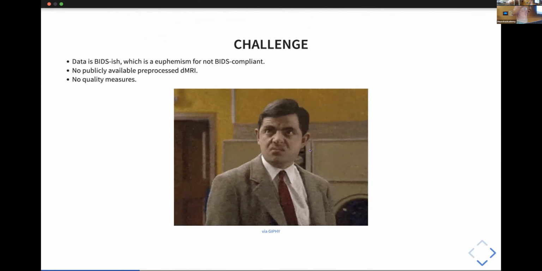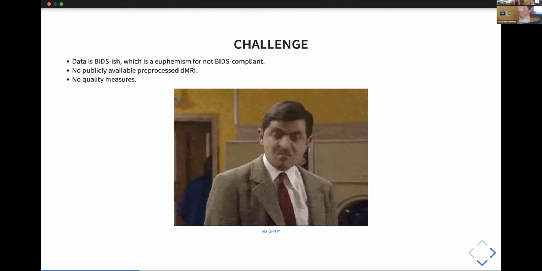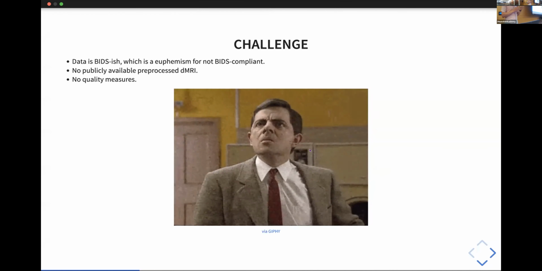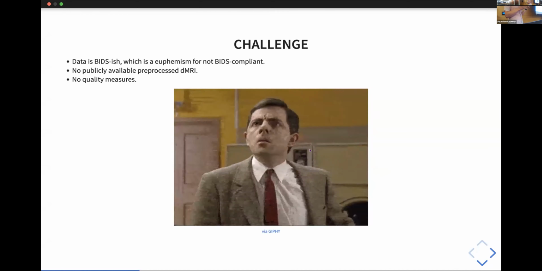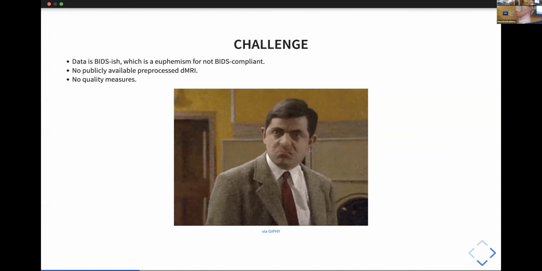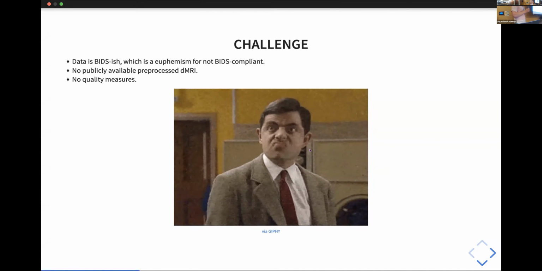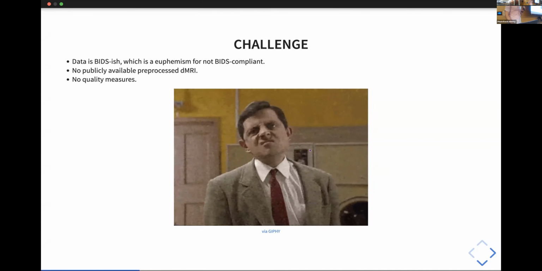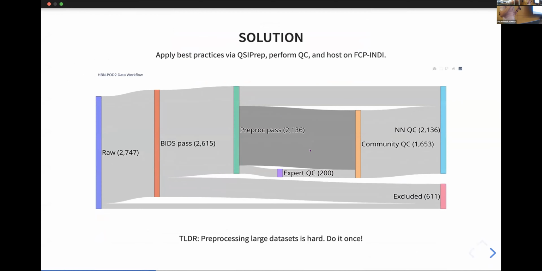So great, I've got you all excited. Let's pretend this is a year ago. I've got you all excited about this data set and you want to use it. Well, there's a challenge. One is that the data is BIDS-ish, which is a nice way of saying not BIDS compliant. And there was no publicly available pre-processed diffusion data, and also no quality measures along with this data. So that was kind of annoying. That's what we aimed to fix. So I'll give a brief overview of our approach.